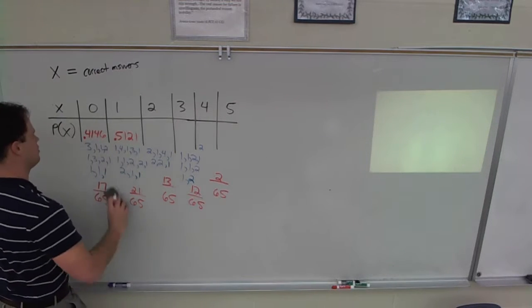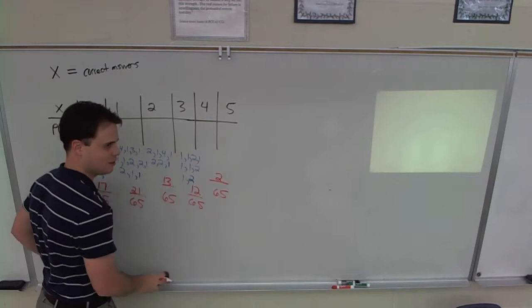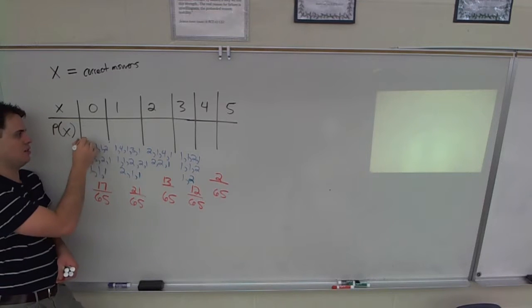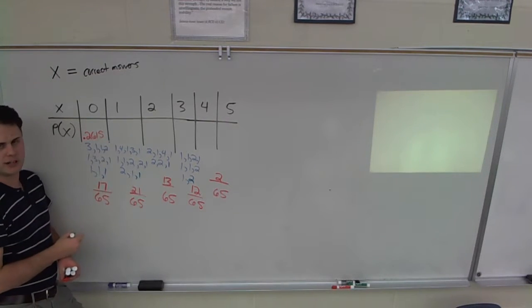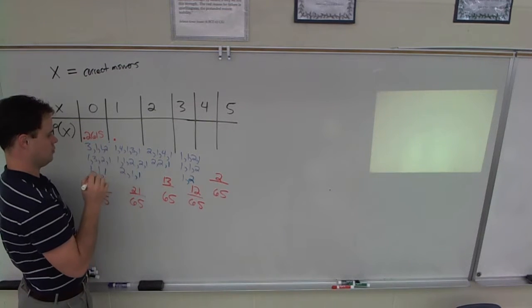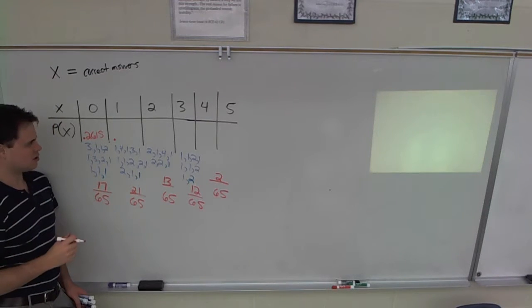Thanks, Montana. Hoping this adds up to like 100%. 17 out of 65. What's that? 0.2615. 21 out of 65, a little more. 0.3230. Or the point 80. What? 0.8076.